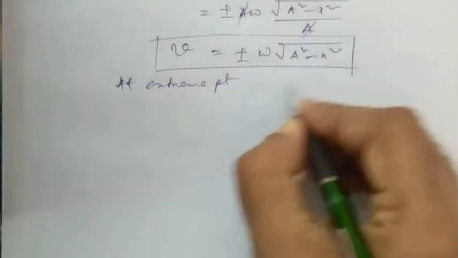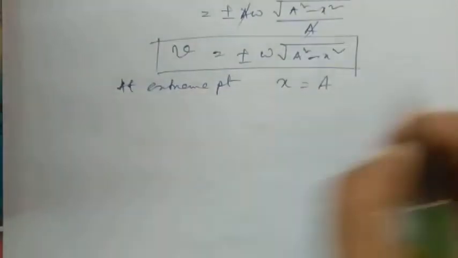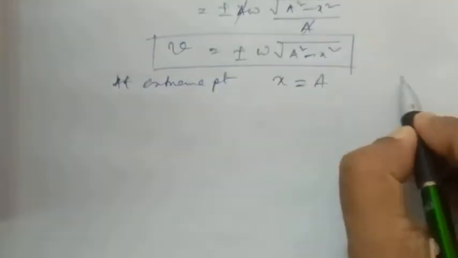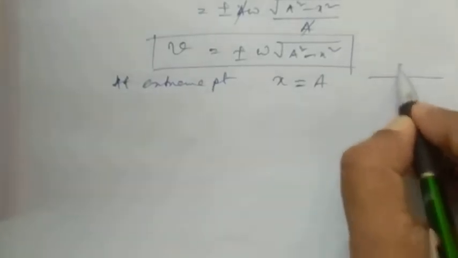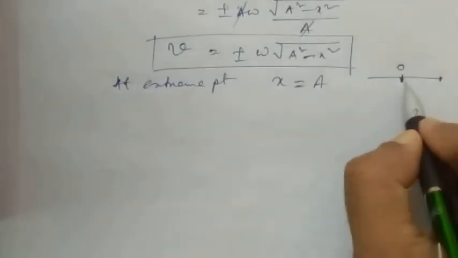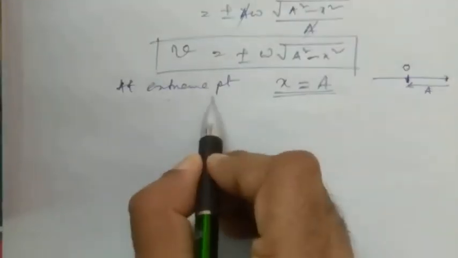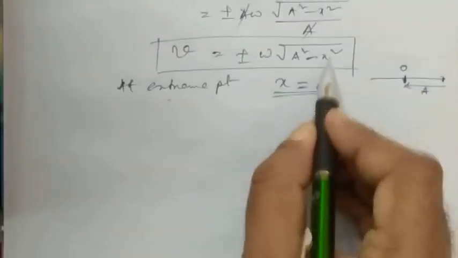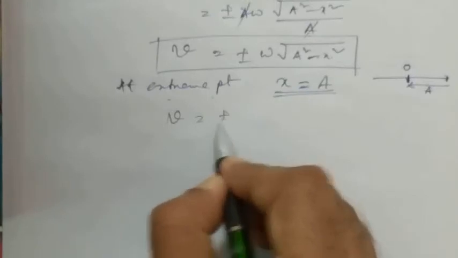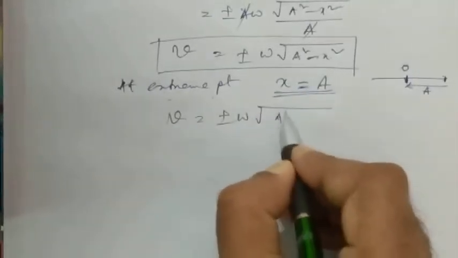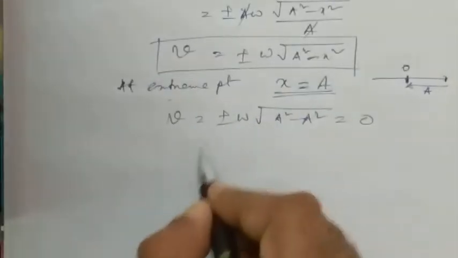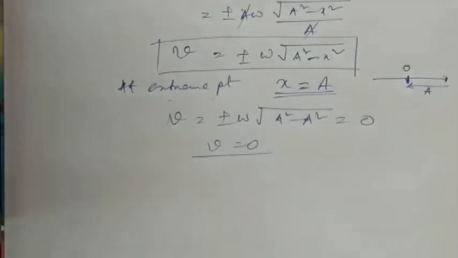Now at the extreme point, what is the value of x? x equals a, the extremity. If this is the mean position, then this position means a displacement of a. So x is equal to a means the extreme point. Now replace the value of x here, we get v is equal to plus minus omega into root of a square minus a square, that means equal to 0. So v is equal to 0 is the value of velocity at the extreme point.